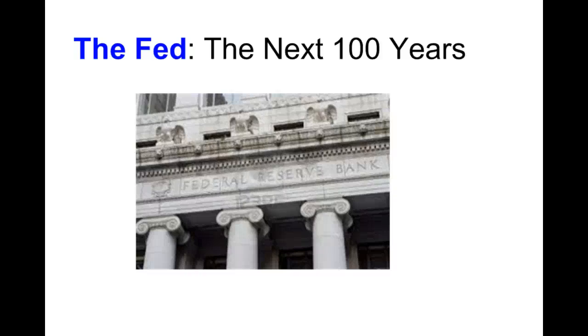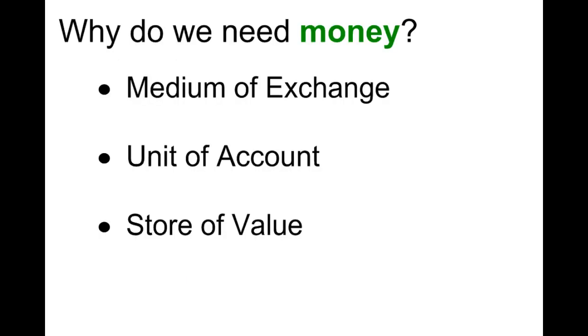Before you start thinking about what the Federal Reserve System should look like for the next 100 years, you need to understand why it was created, how it works, and what its critics say about it. The Fed is the guardian of our money supply, so let's start by considering money. Why do we need money at all?